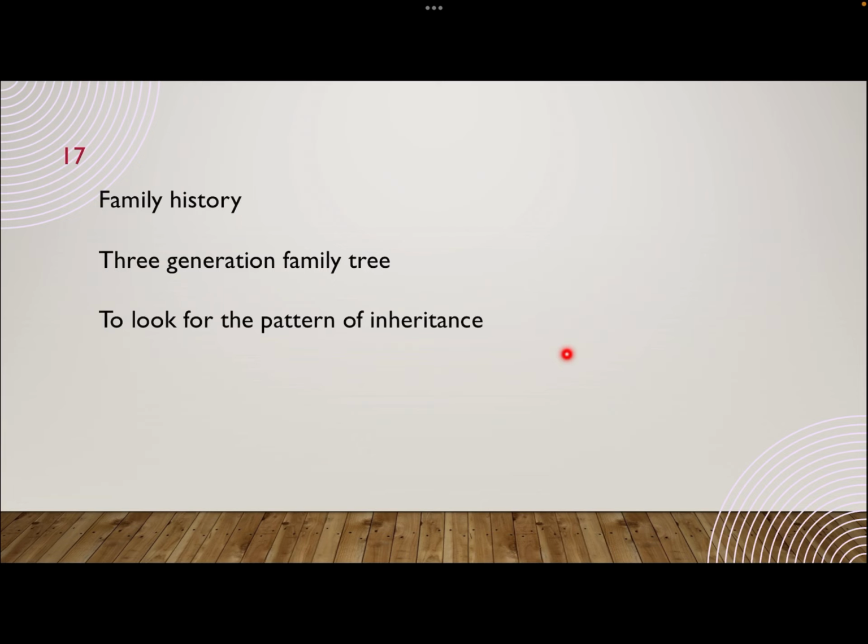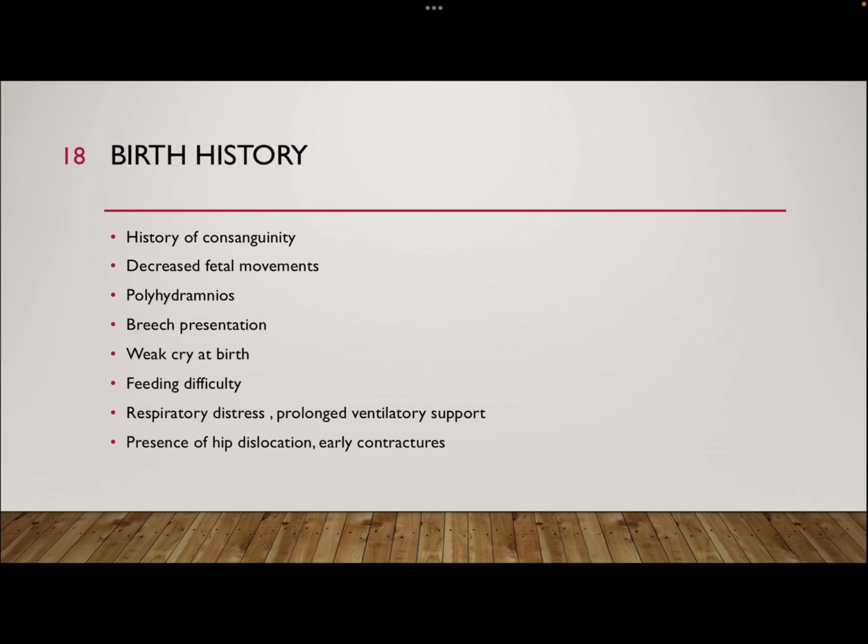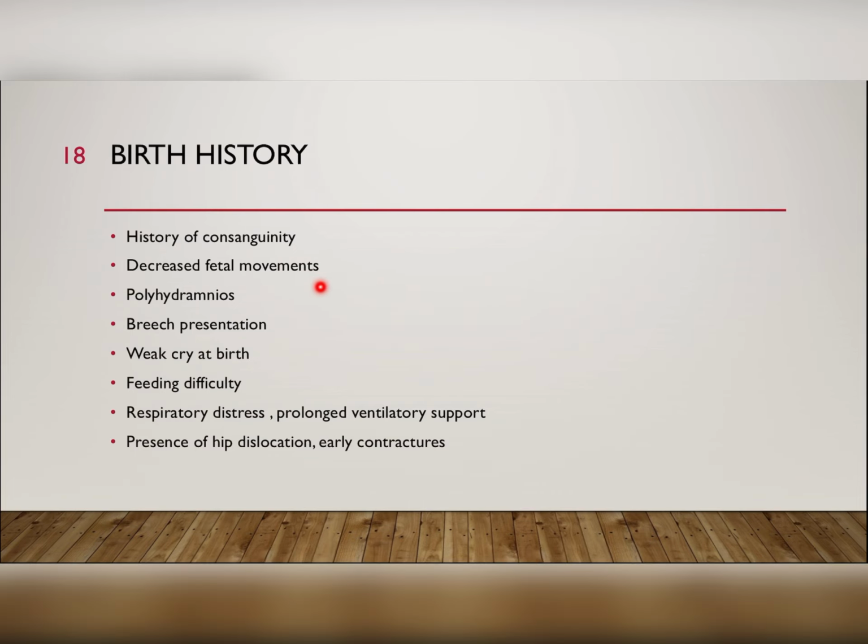So family history is very important in your approach. You should be asking about the family history. You will be making a family tree of 3 generations because we want to know the pattern of inheritance that is seen. Is it autosomal recessive, is it X-linked? We want to know to identify the cause. In the birth history, you can ask the parents about history of consanguinity because that is very important. In the pattern of inheritance, autosomal recessive is more predominantly seen when there is a history of consanguinity.